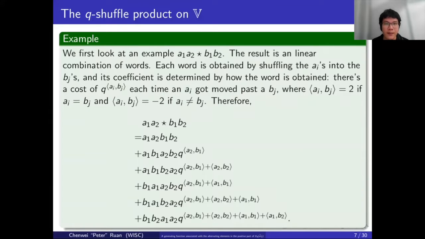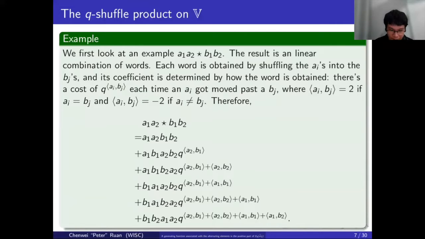So here we first look at the example a1 a2 star b1 b2. The result will be a linear combination of words. Each word is obtained by shuffling the a_i's into the b_j's, and each coefficient is determined by how the word is obtained. We can look at the example. Each time an a_i is moved past a b_j, there's a cost of q to the power of the pairing of a_i against b_j, where this pairing is 2 if a_i and b_j are the same, and it's minus 2 otherwise.